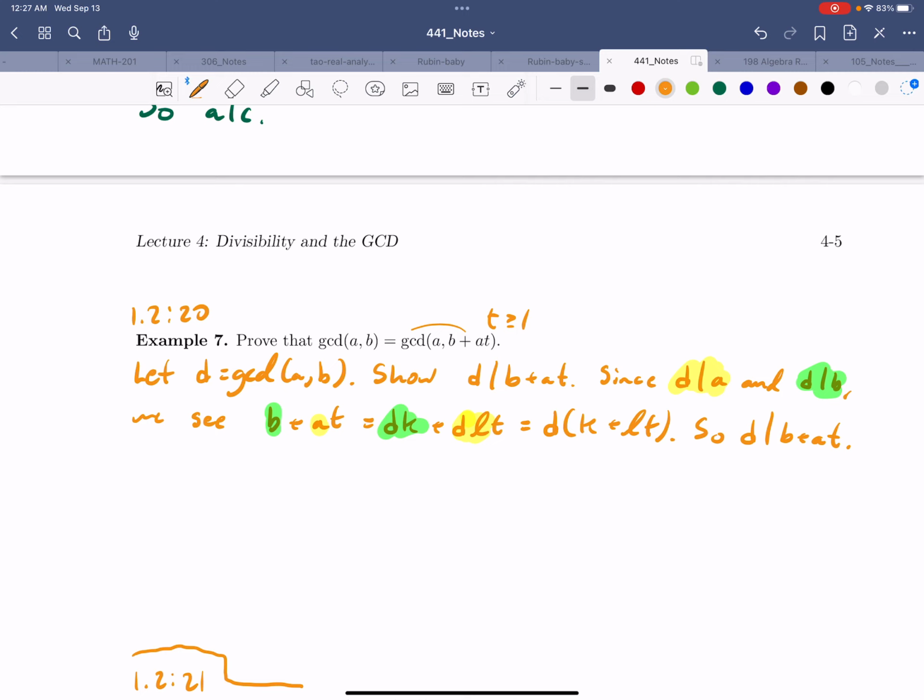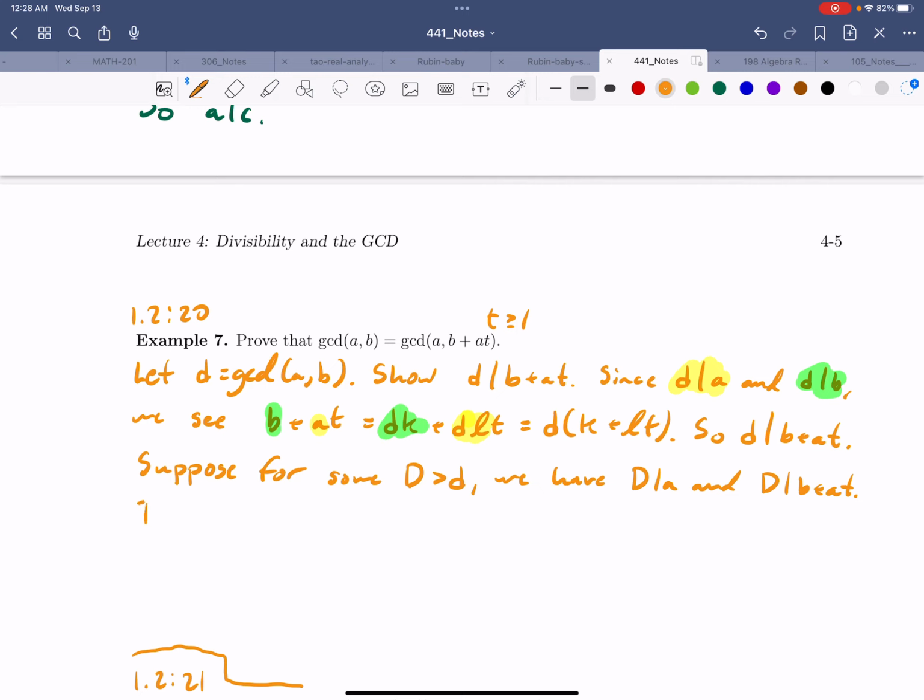Great. So now all we have to show is that this little d is the GCD of A and B plus AT. This part, right? Suppose that there exists some big D, strictly greater than little d, such that big D divides A and big D divides B plus AT.